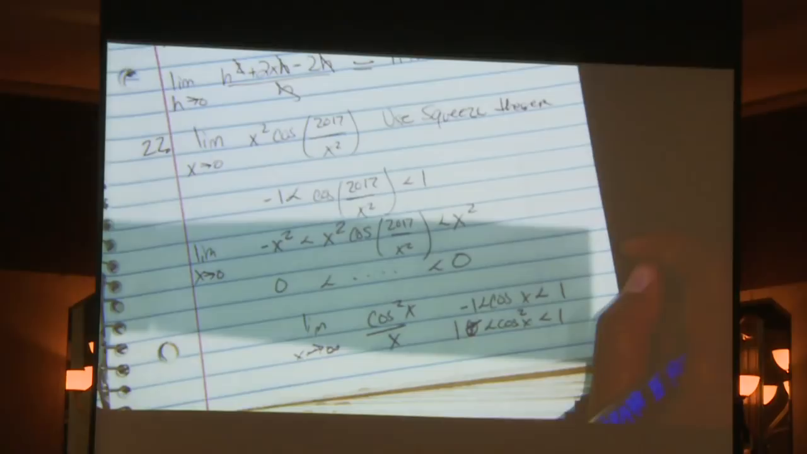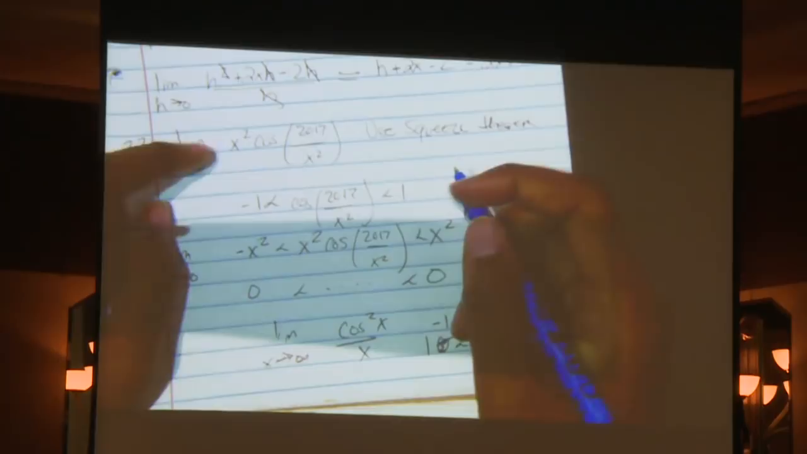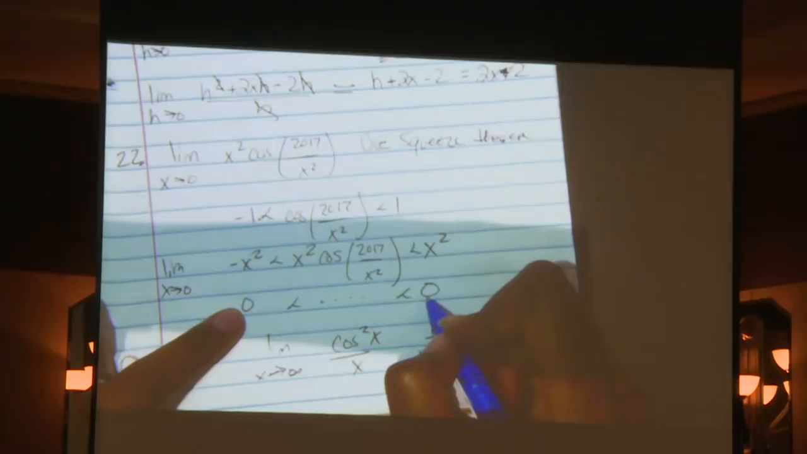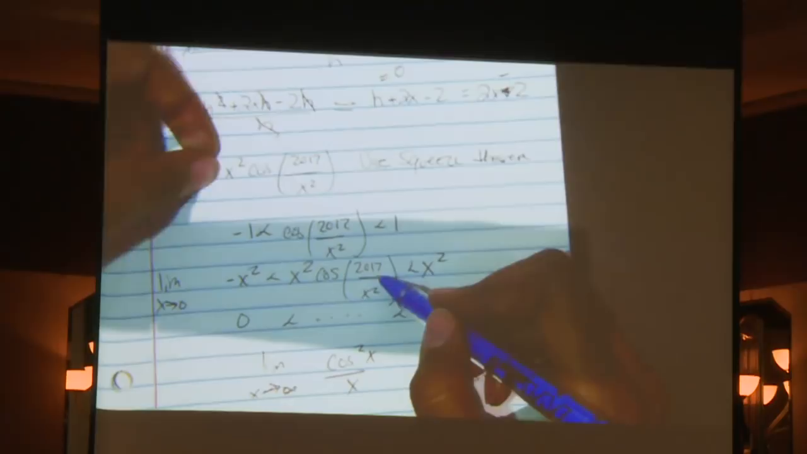That's your answer, 0. That's what your squeeze theorem states. Because when I took the limit as x approaches 0, I got 0 and 0. So if this function is in between 0 and 0, then it has to converge to 0. Once it looks exactly how it looks here, that's when you go ahead and plug in.